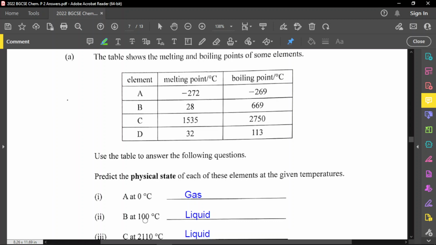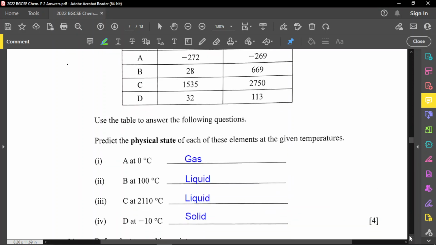Now for B at 100 degrees, watch this carefully. It melts at 28, right? So anything above 28, it must be a liquid. However, for it to become a gas, it must reach a point of 669. But it's only 100. So 100 is more than 28, and still less than 669. So therefore, it turns into liquid and it remains a liquid because it's still not evaporating at that time, right? So how easy is that. So that's a liquid.